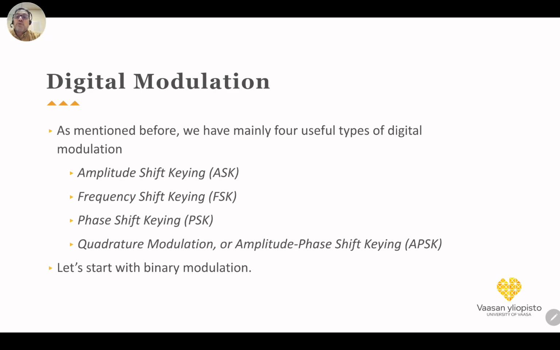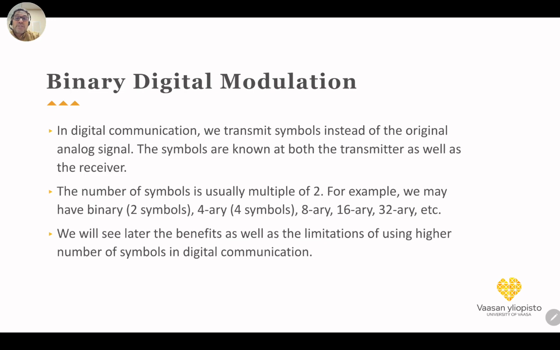And digital modulation, where, as we mentioned before, we have amplitude shift keying, frequency shift keying, phase shift keying, and quadrature modulation, or amplitude phase shift keying. In binary digital modulation, of course, binary means that we have either symbol 1 or symbol 0. It is like 0 or 1, but it is also possible to send more than two symbols. So we can, for example, have 4-ary, which means that it is four symbols.